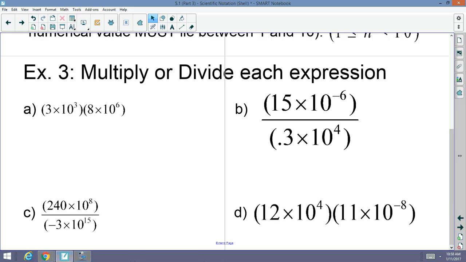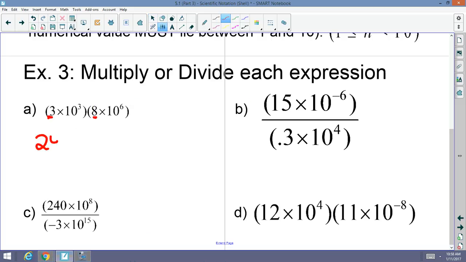For example, 3 times 10 to the third times 8 times 10 to the sixth. First, multiply the numbers. 3 times 8 is 24. Times, what's 10 to the third times 10 to the sixth? The bases are the same. Keep the base and add the exponents. 9. You see that, boys?